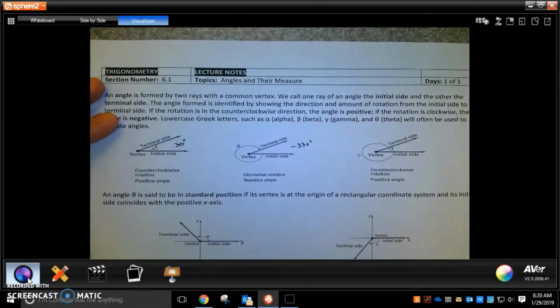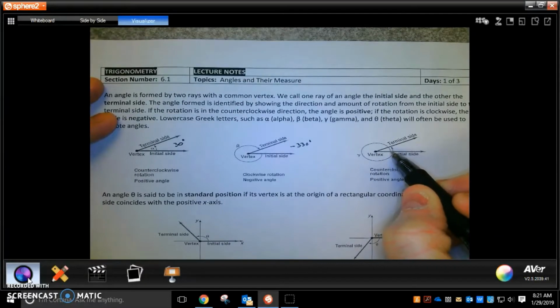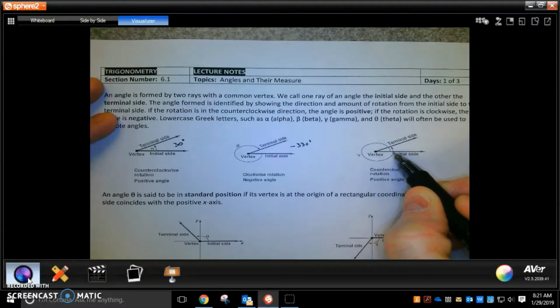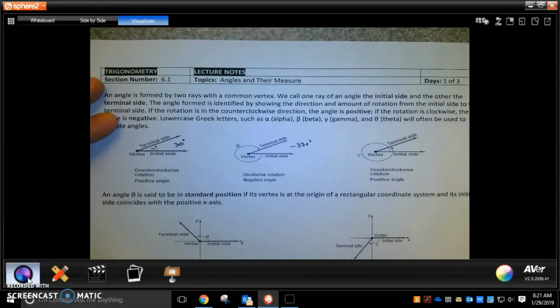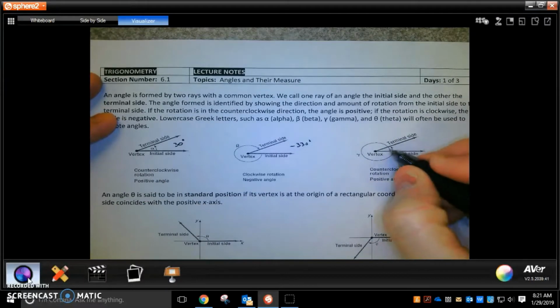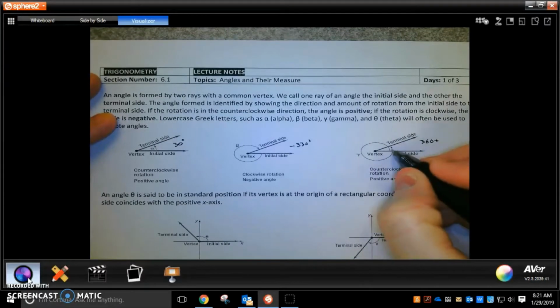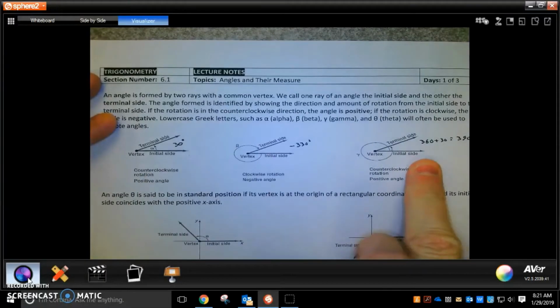The one next to it, if you follow this arrow, it starts here, it goes all the way around a complete circle, and then keeps going about the same amount that our first one did. So this would be a complete circle, which is 360 degrees, plus that extra 30 degrees to open it up, so that would be a 390 degree angle. So positive, positive, and then that's a negative angle right there.